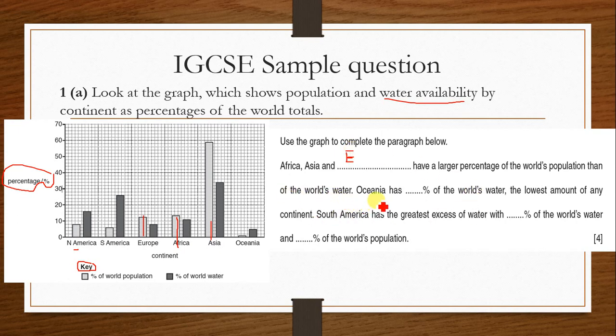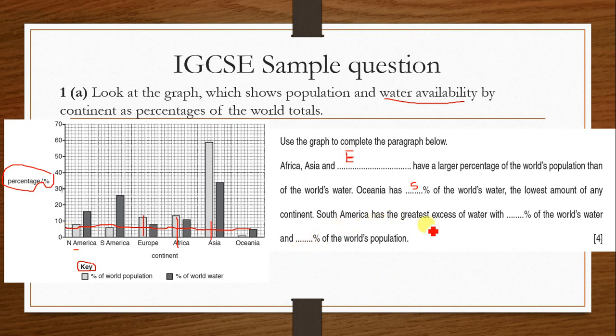Now, of the world water, Oceania has dash percentage of the world's water. So you look at Oceania. This is world water. So what percentage is this? You draw it, use a ruler preferably, to draw a straight line to the percentage, and you take your value. This should be around 2.5% because it's like half of the third bar. So you bring your 5. Now, the lowest amount of any continent: even from here you can see it. Oceania has the lowest amount. Other continents are more than it.